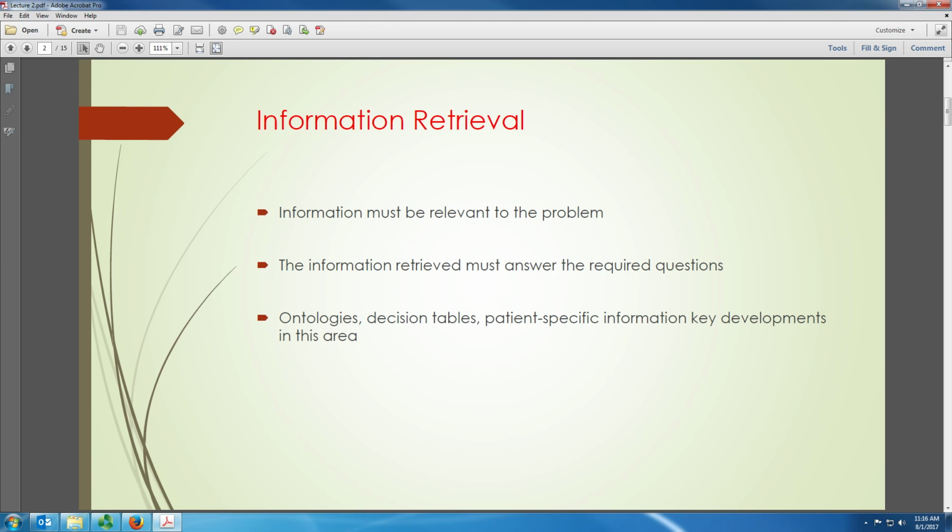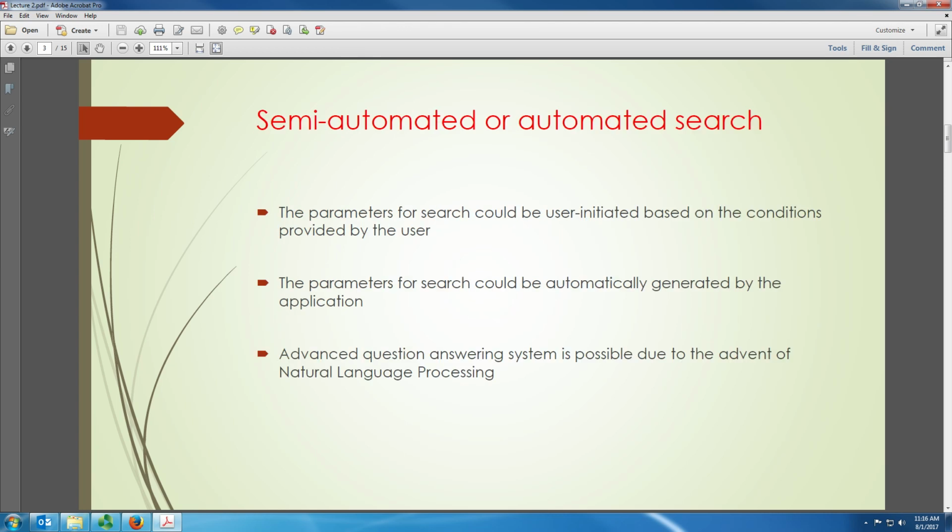So information retrieval can happen in the form of ontologies, in the form of decision tables, in the form of patient-specific information. Key developments in this area are already happening. There are different types of information formats, and depending on the type of information that is stored, different retrieval methods could be employed. So there could be a semi-automated search or an automated search. The parameters for search could be user-initiated based on the conditions provided by the user.